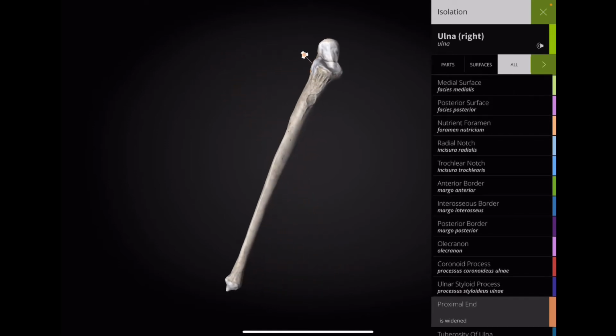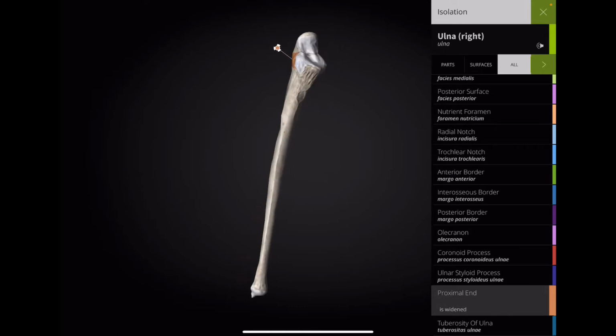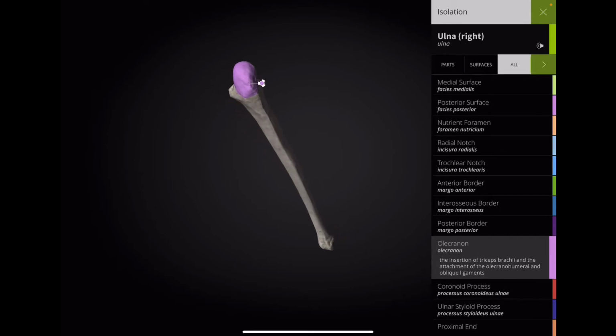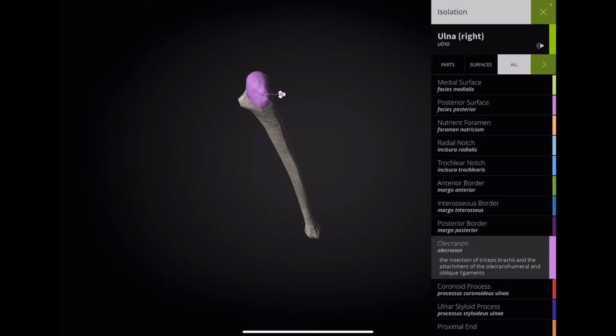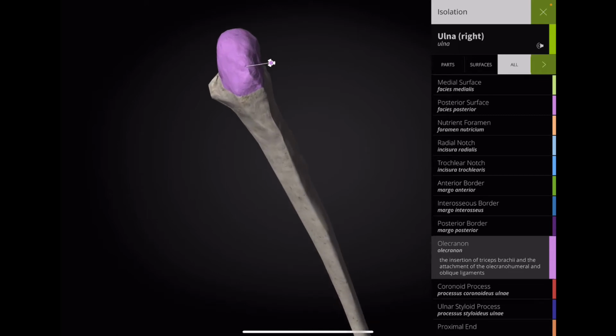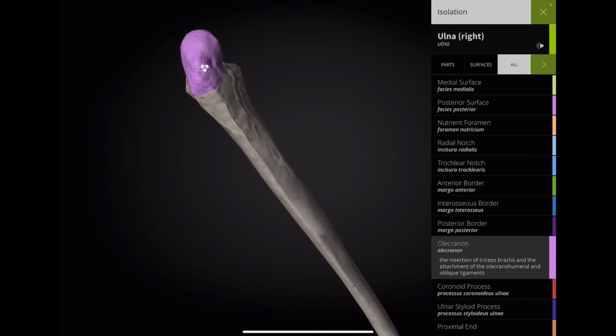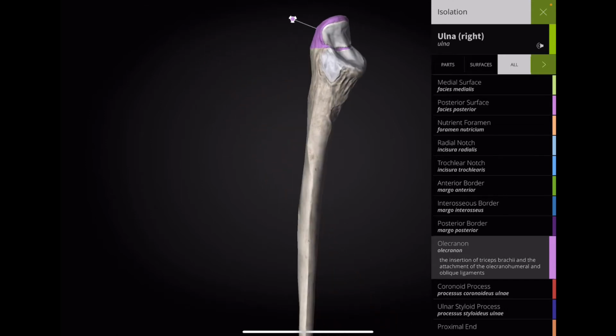Now let's see what we can find around the proximal end of the ulna. Let's start with the olecranon. The olecranon is important for the insertion of the triceps brachii muscle, as well as for the attachment of the olecranohumeral and oblique ligaments. So you get three structures around the olecranon: the triceps brachii, the olecranohumeral ligament, and the oblique ligament. So it's a very important structure.